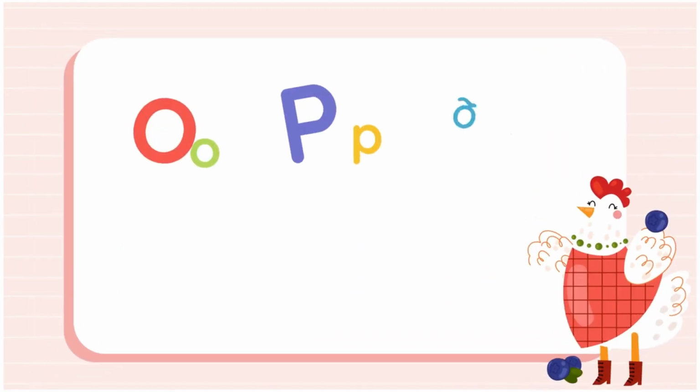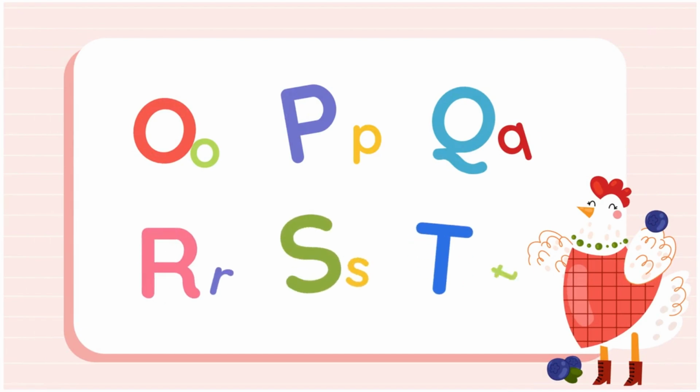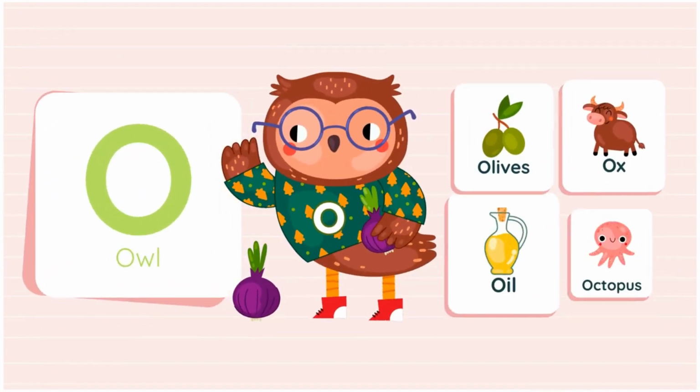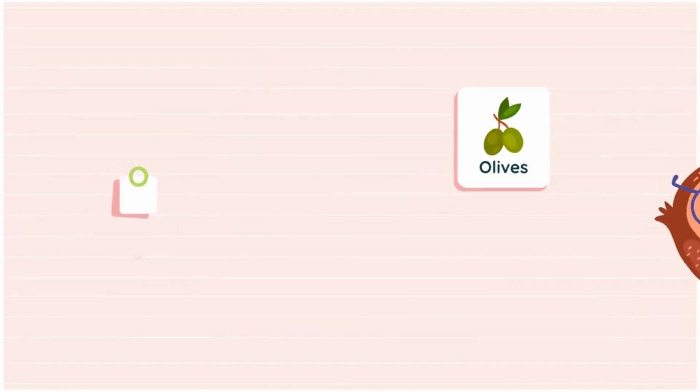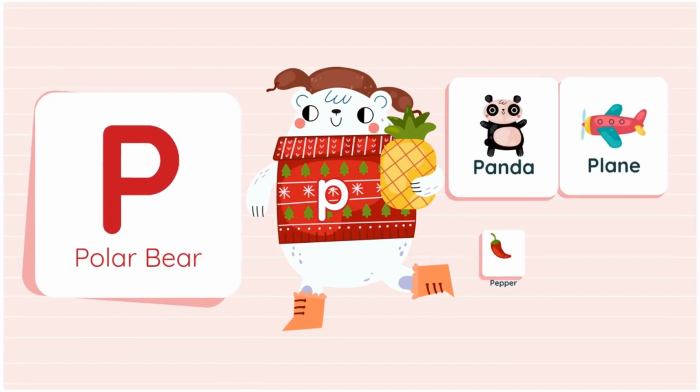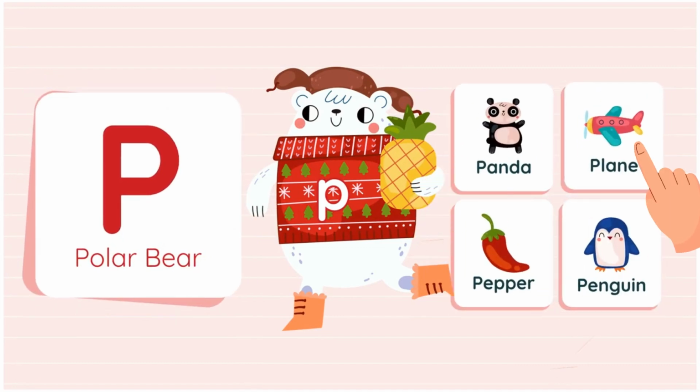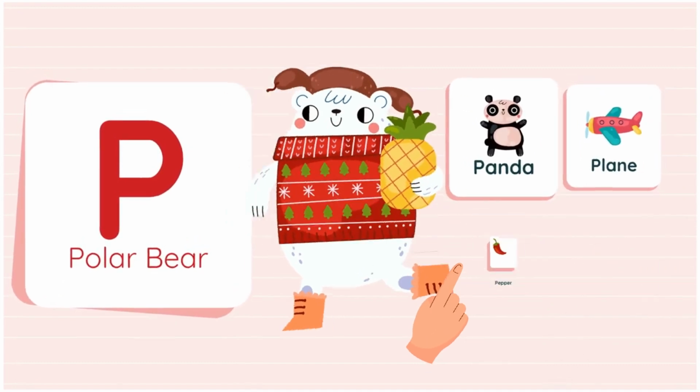O, P, Q, R, S, T. O is for owl, olives, ox, octopus, oil. P is for polar bear, panda, plane, penguin, pepper.